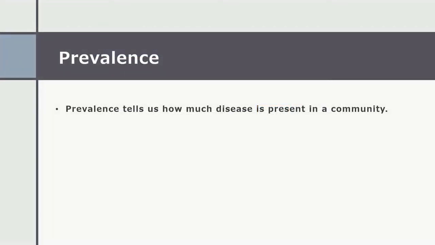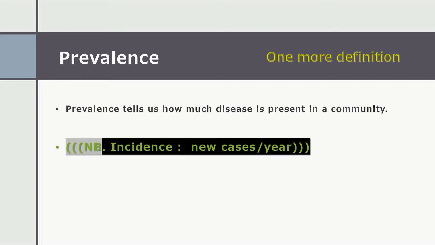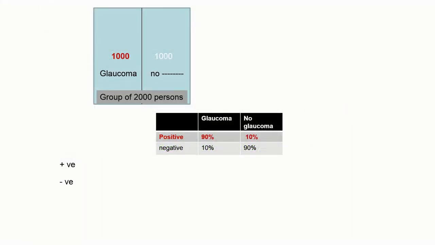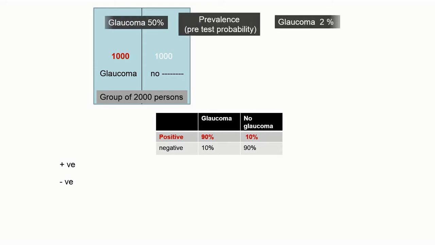The prevalence tells us how much the disease is present in the community. Don't mix that with the term incidence. Incidence means the new cases per year. In this presentation, we are interested in the prevalence. Suppose we have a community of 2,000 persons, and I told you that the prevalence of glaucoma is 50%. So half of the group get glaucoma, the other half are normal.